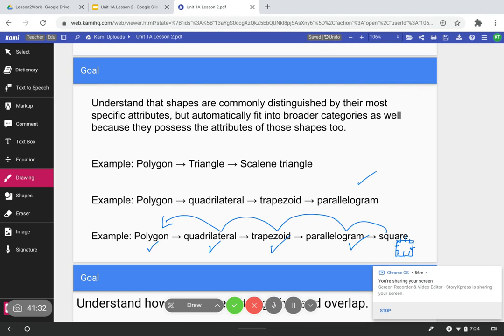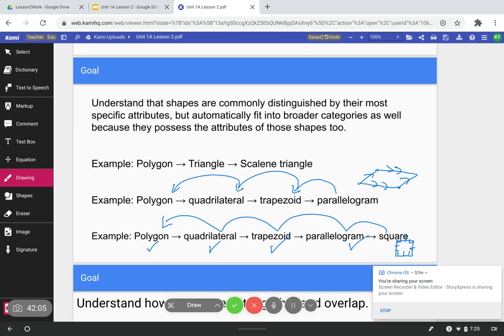Same with the parallelogram. Its most specific attribute, that it has two pairs of parallel lines, makes it a parallelogram. But it automatically is a trapezoid, which is the broader category. And trapezoids are automatically quadrilaterals because they have four sides. And quadrilaterals are automatically polygons because they have three sides.